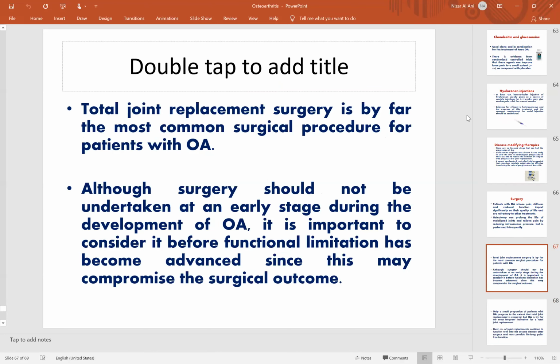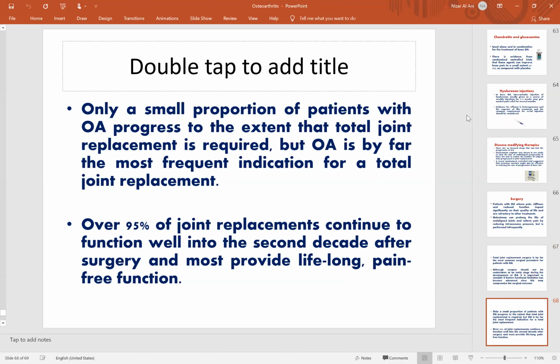Total joint replacement surgery is by far the most common surgical procedure for patients with OA. Surgery should not be undertaken at an early stage during the development of osteoarthritis. It is important to consider it before functional limitation has become advanced, since this may compromise the surgical outcome. Only a small proportion of patients with osteoarthritis progress to the extent that total joint replacement is required.